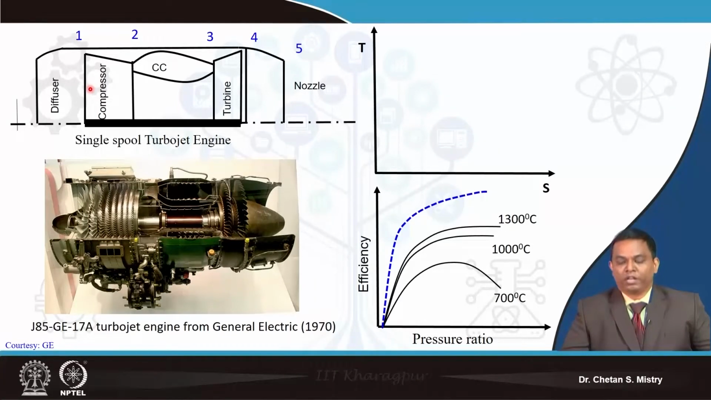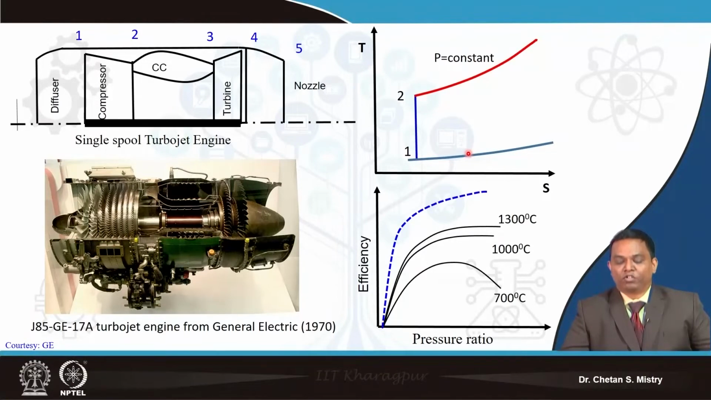Suppose this is my entry pressure, and this is my station 1. The first process is the compression process. Ideally this compression is an isentropic process, so I put this as station 2. So we have the rise of pressure from station 1 to 2.